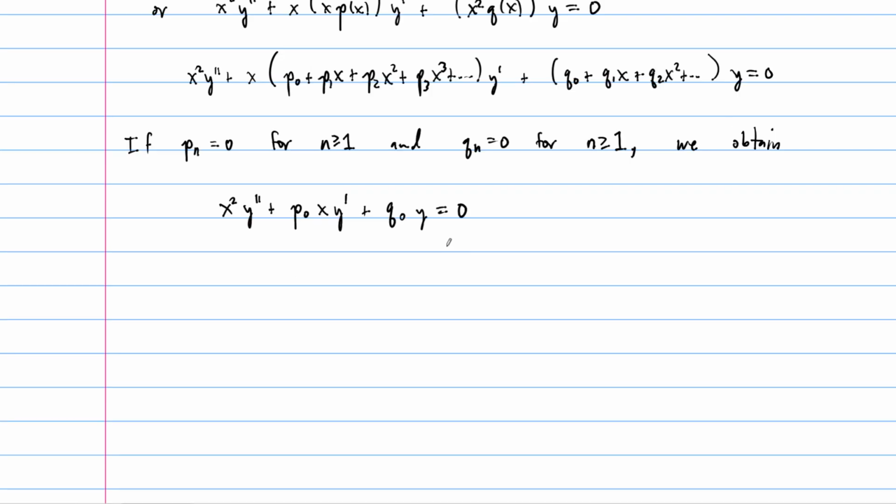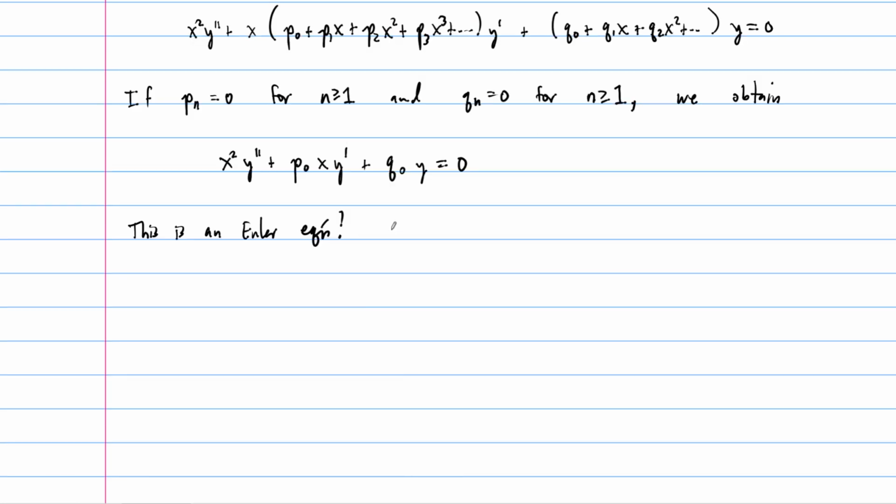And what is this? This is an Euler equation, right? And we know how to solve those. We just reviewed how to solve those, right? So I'll write the solutions of this, they are of the form y equals x to the power r for some r, right?